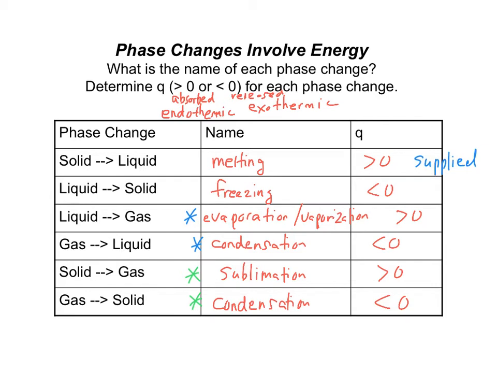Also note that energy has to be supplied to break the bonds in a solid to convert it to a liquid. Conversely, when a liquid freezes to a solid, energy is released when the bonds in the solid form.